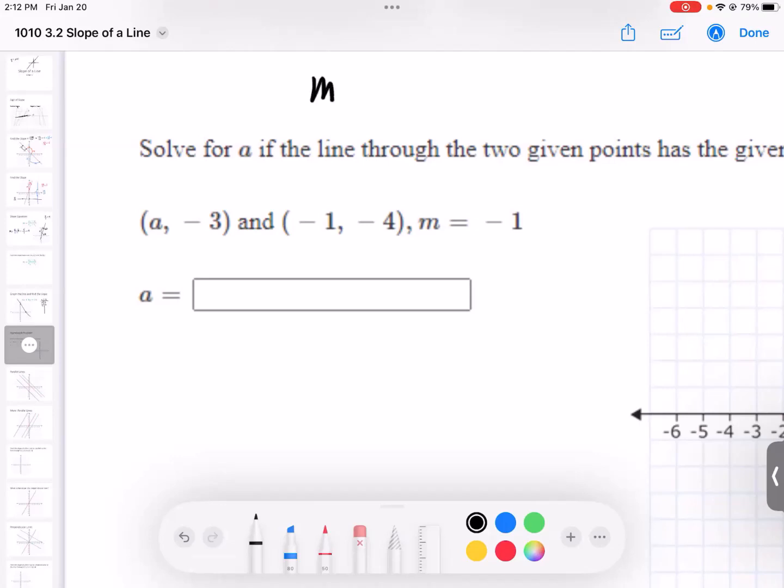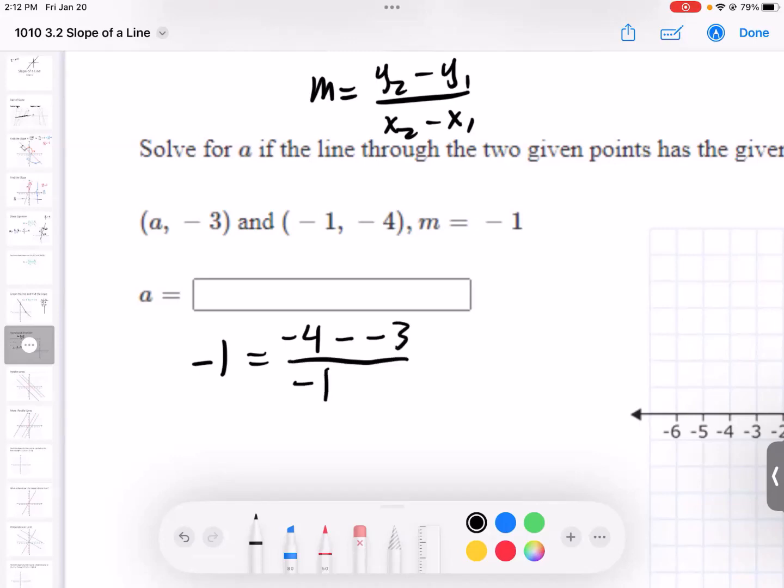And you could say, well, the formula says that m equals y2 minus y1 over x2 minus x1. So you could say, well, in this case, I know that my slope is -1. And y2, I'll have be -4. So I'll have -4 minus a -3 over -1 minus whatever a is, but I don't know what a is. And if you minus a negative on the top, what's minus -3? Yep, same thing as adding 3.